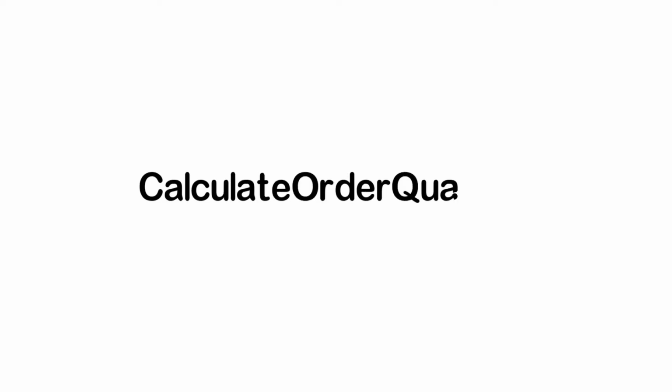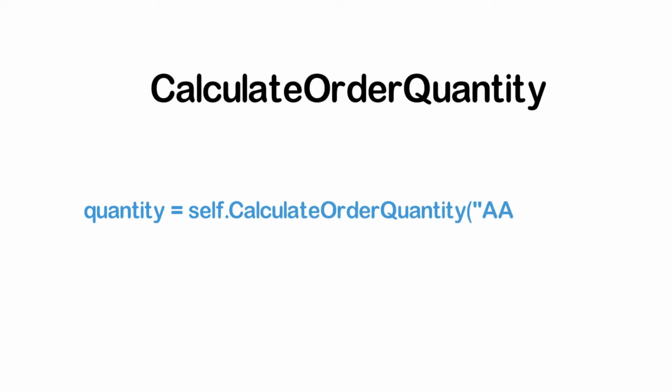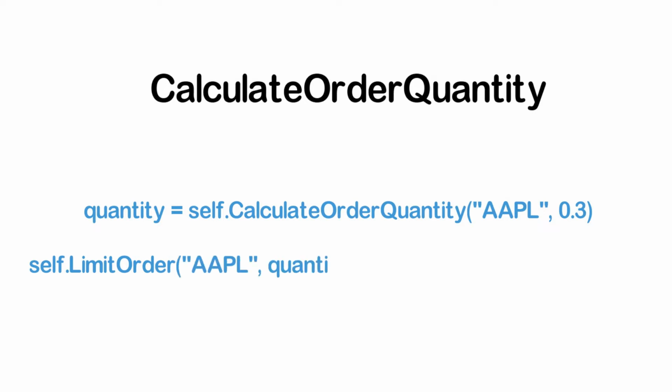However, there's still another way to intelligently calculate order sizes. For this, you can use self.calculateOrderQuantity, which takes two arguments. The first is a symbol and the second is a percentage. This will then return an integer which represents the number of shares of the specified security that would make up the specified percentage of your available buying power. So for instance, this is how you could send a limit order that allocates 30% of your buying power to Apple at its current market price.